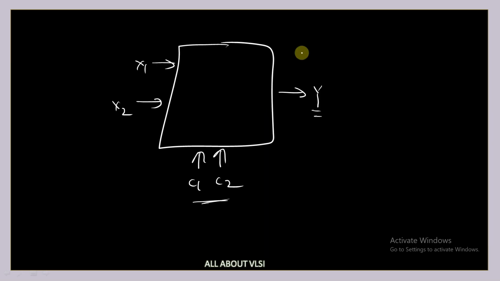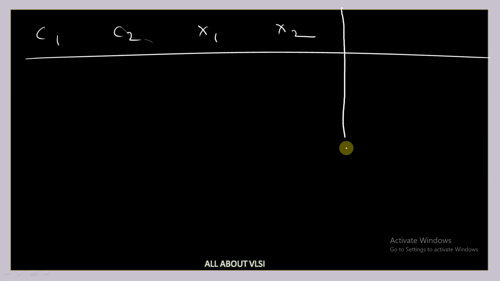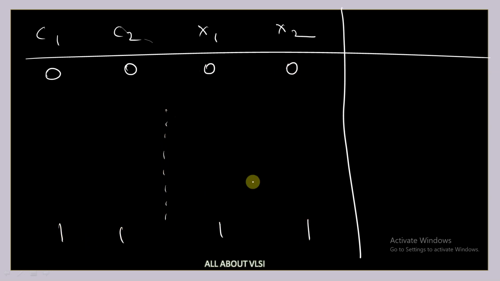Then they are asking for the expression Z. Think about this and try to come up with an approach. Let me show you. We have two control inputs C1, C2, and we are going to take our inputs X1 and X2. So with four variables, how many min terms? Total 0 0 0 0 to 1 1 1 1. So these are our total combinations.